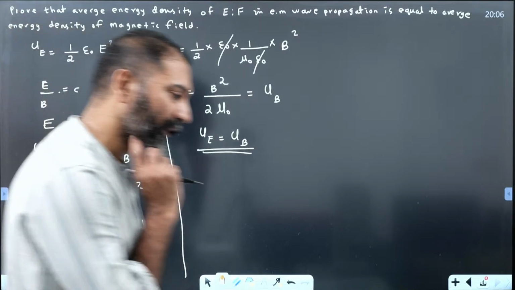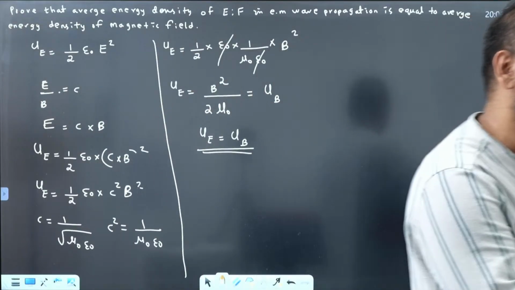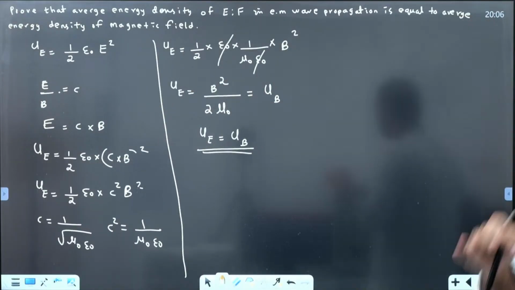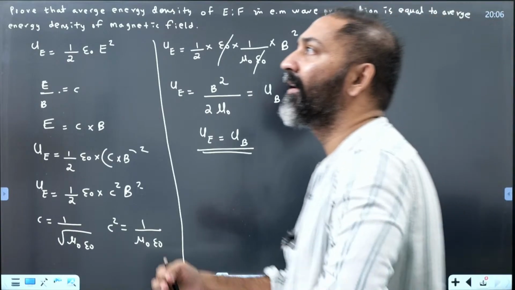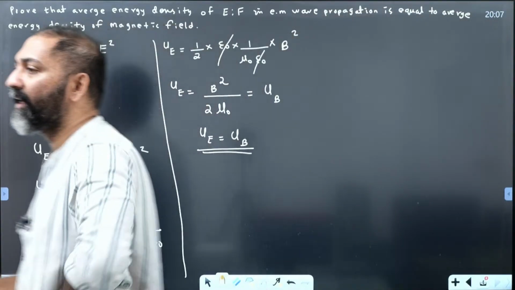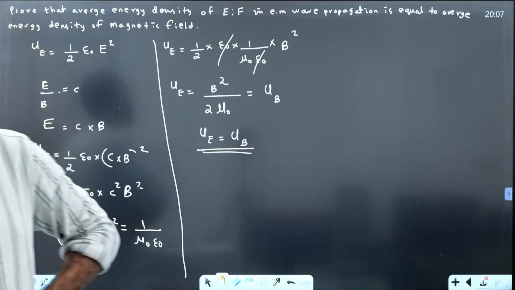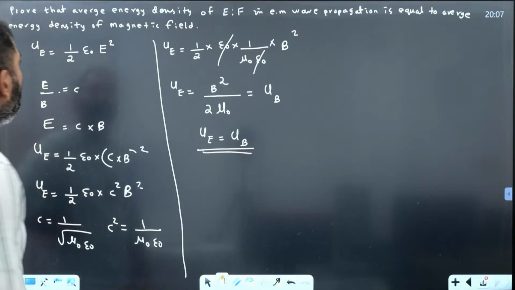So, starting from energy density of electric field, we have derived what? Energy density of magnetic field, and thus we have proved that in an electromagnetic wave propagation, electric field and the magnetic field both have the same energy density.